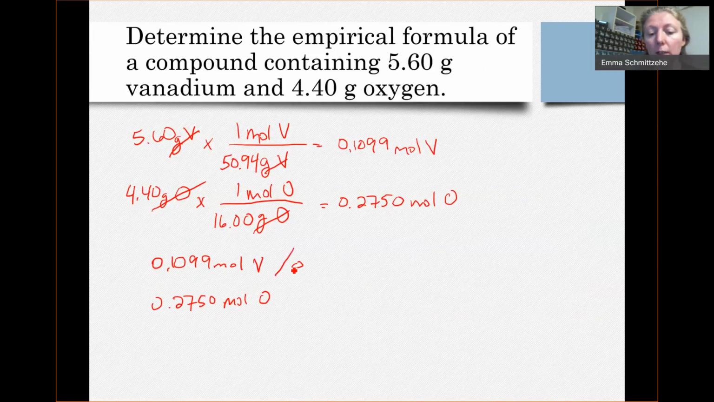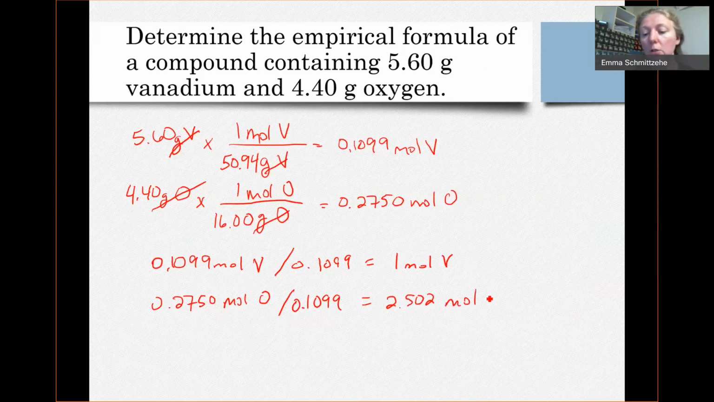So we're going to divide each by 0.1099, because that's the smallest number of moles, okay? So I'm going to get 1 mole of vanadium, and I'm going to get, let's see, 0.2750 divided by 0.1099. That comes out to 2.502 moles of oxygen, which is pretty close to 2.5 moles, okay? So that makes it a little easier to look at. So I've got 1 mole of vanadium for every 2.5 moles of oxygen, right?